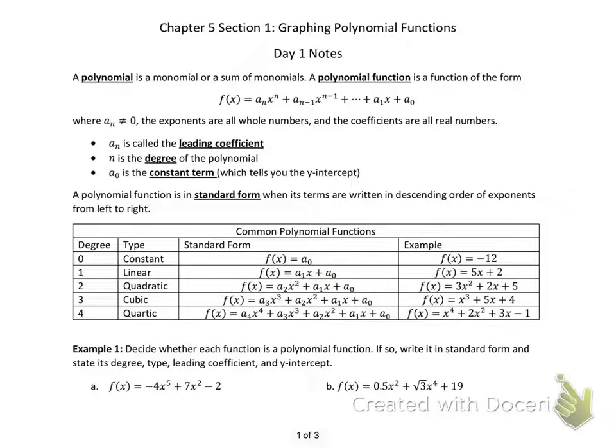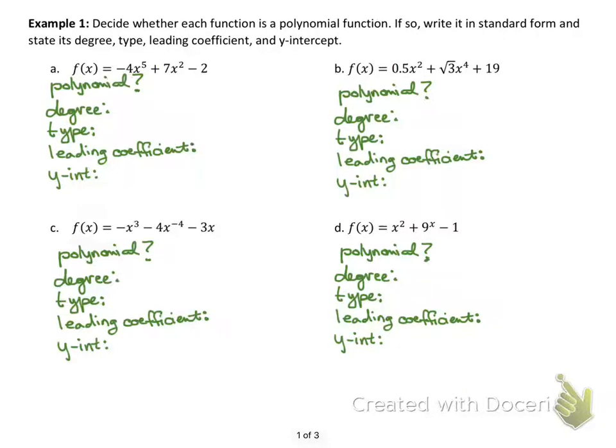So let's go ahead and deal with some of this stuff. First we have to decide if each function is a polynomial or not. So negative 4x to the fifth plus 7x squared minus 2. That is a polynomial because all of the coefficients are whole numbers and real, and all the exponents are whole numbers and real, and they're all just added together. And it's just exponents. So yes, it is a polynomial. It's already in standard form because it goes from 5 to 2 to nothing, right? And so that's exactly what we need it to do. So we don't have to change anything.